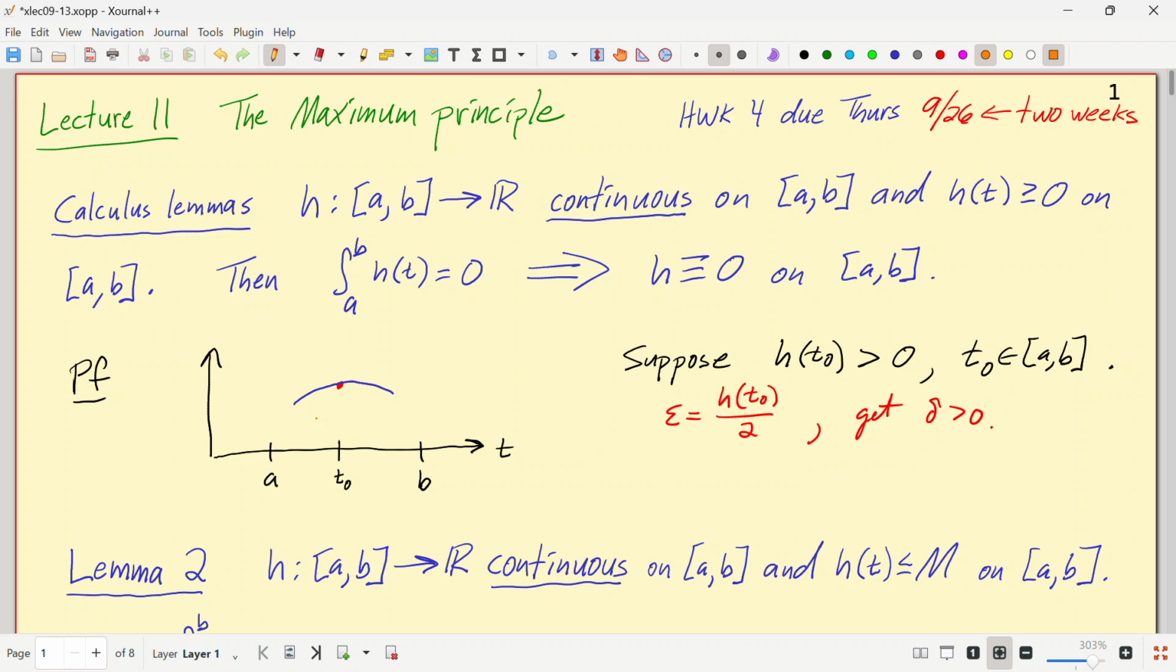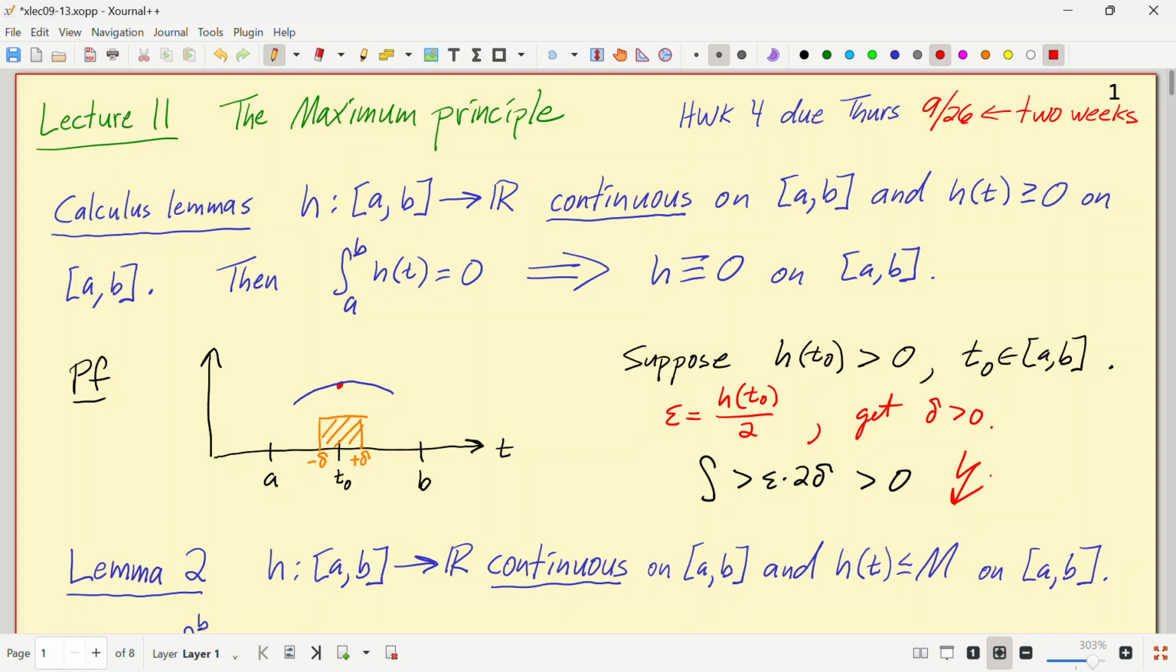Here's the halfway mark, epsilon over 2. Here's the plus and minus delta. That integral would be greater than, let's see, the height is epsilon and the base is 2 times delta, and that's bigger than 0, and that's a contradiction. So, of course, that can't happen.